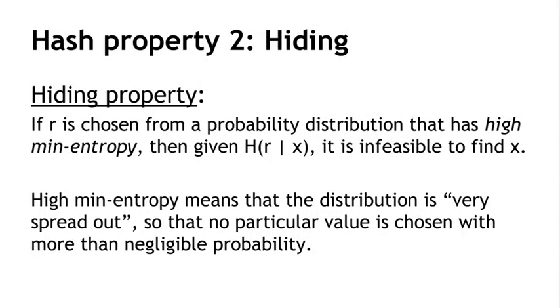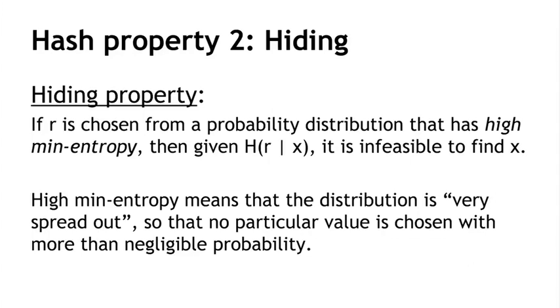So the hiding property that we are going to need to set up is a little bit more complicated. And the way we're going to fix this problem with the common value x, like heads and tails, is we're going to take the x and concatenate with it a value r, which is chosen from a distribution that's really spread out. So this H of r concatenated with x means take all the bits of r and put after them all the bits of x. And so what we're going to say is, given the hash of r together with x, it's infeasible to find x, and that this will be true in the formally stated property that if r is a random value chosen from a distribution that has high min entropy, then given the hash of r concatenated with x, it's infeasible to find x. And what does high min entropy mean?